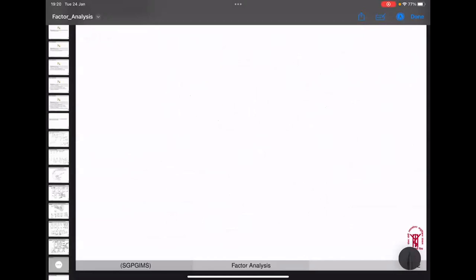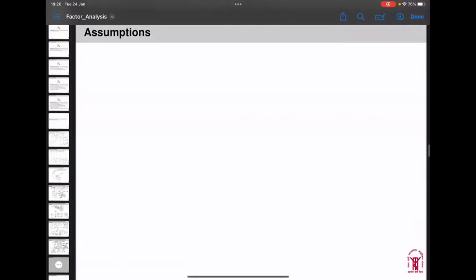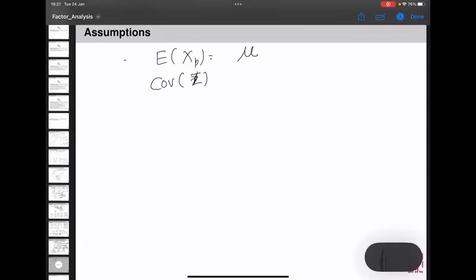Okay, so there are certain assumptions and notations for this. The assumptions are quite obvious. One assumption is that the mean of X is represented by the mean vector mu. The variance covariance of X is represented by sigma, the variance covariance matrix.